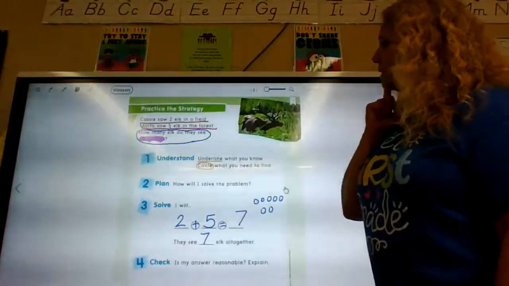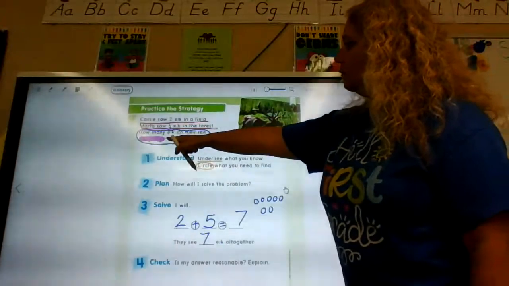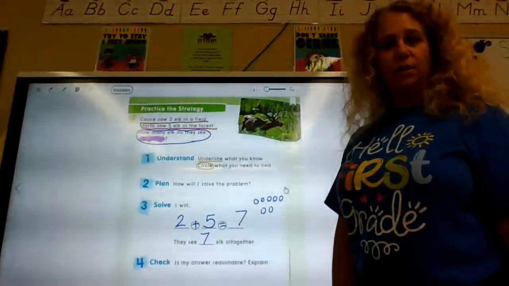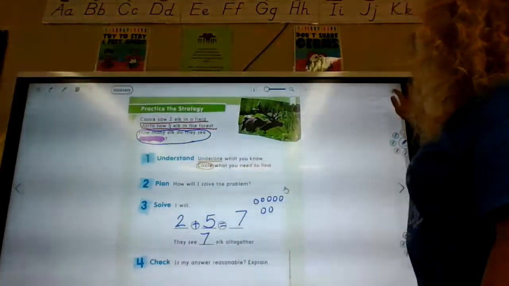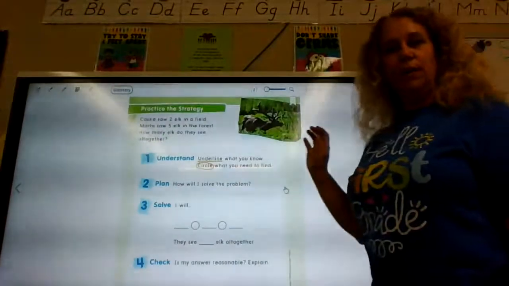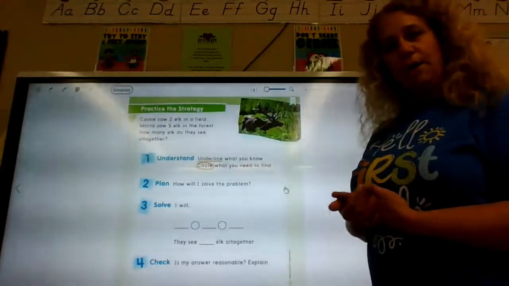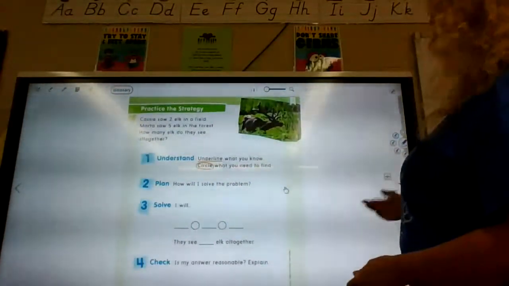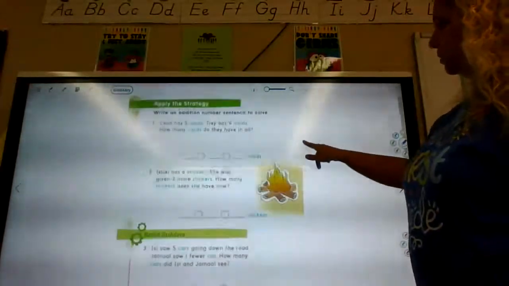Okay, is our answer reasonable? Well, we took the 2 numbers in the story and we put them together and we got 7. So yes, our answer is reasonable. Okay, so it's just like what we've been doing in math. It's just in a story form now. So we have to think about what we have to find out. All right, now you're just going to flip the packet. Just flip it over and you will see this page.